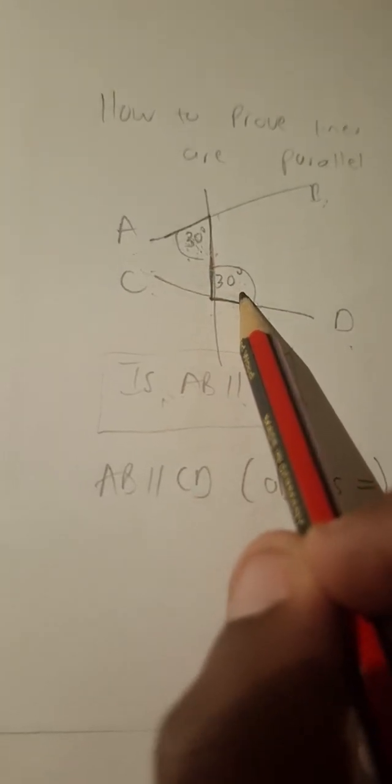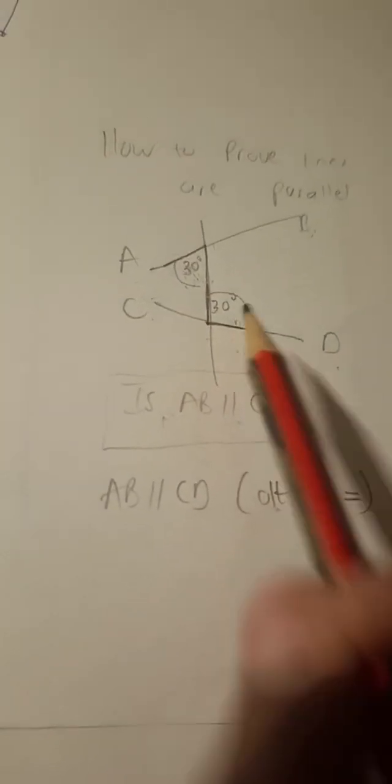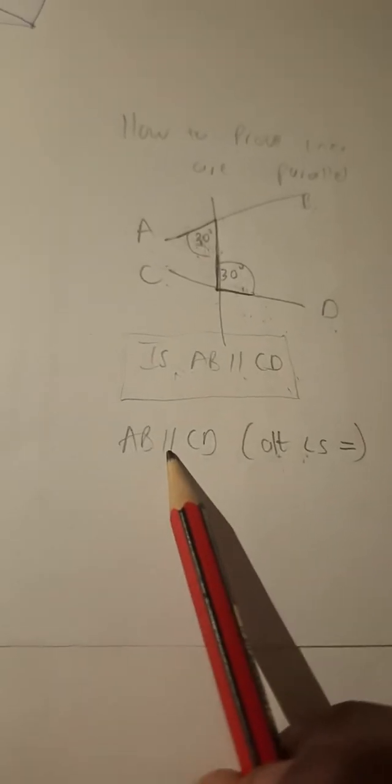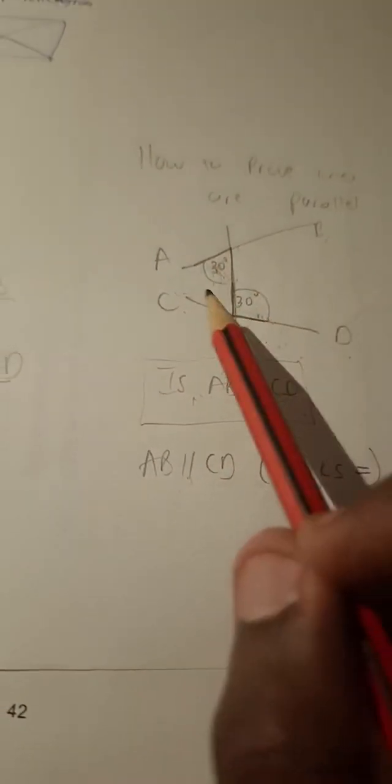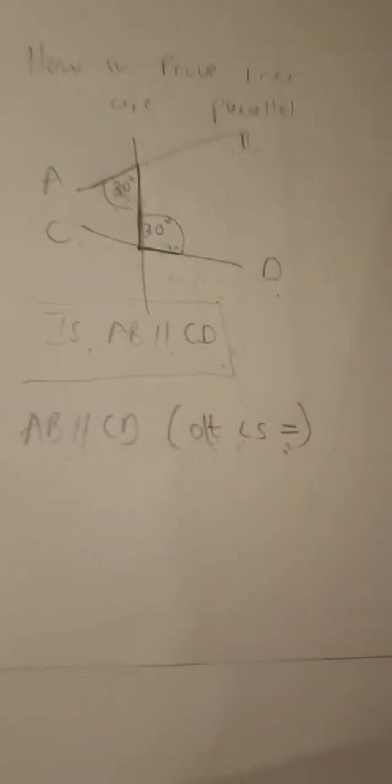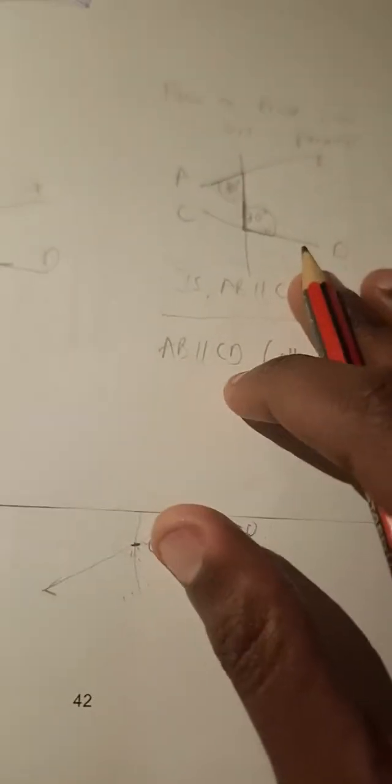We can agree on that, can't we? And because they are 30 degrees, we can then conclude and say AB is parallel to CD. What is the reason? It's because the alternate angles are equal.